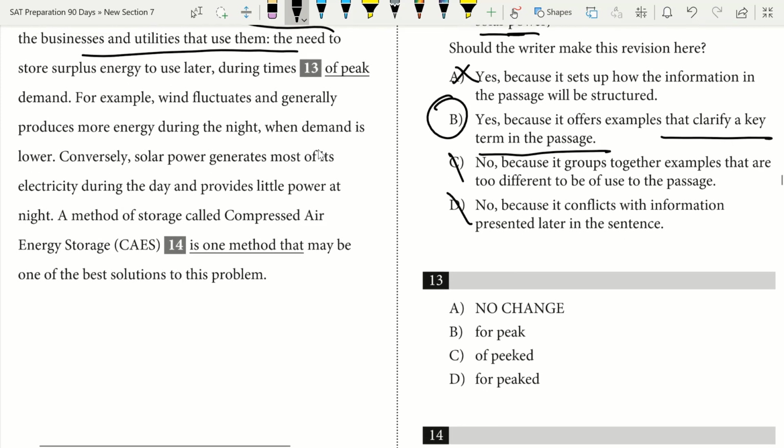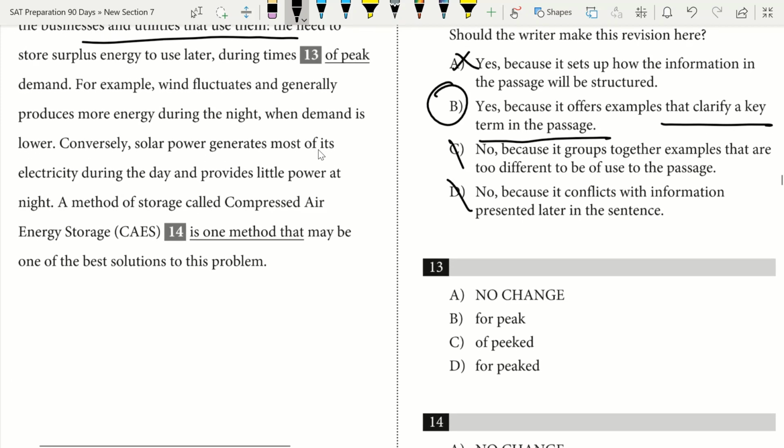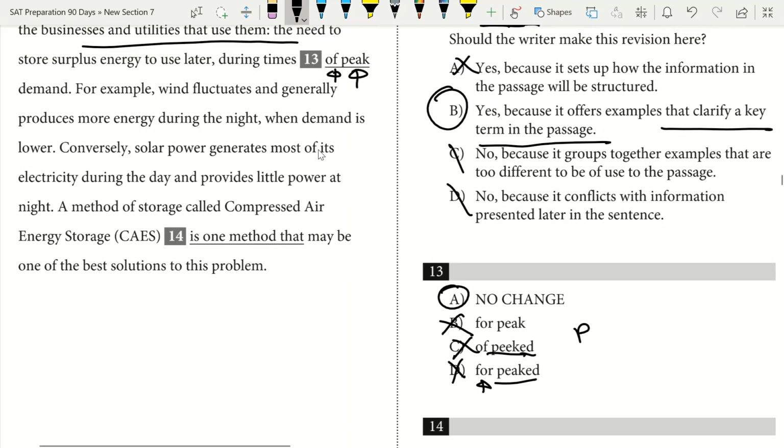All right, "the need to store surplus energy to use later during times of peak demand." That's idiomatically correct, so we're going to have no change for 13. We wouldn't say "during times for peak demand." We would say "of peak demand." This is the wrong peak here. That's like if I was to peek in hide and seek. This right here is the correct peak, but we use "for" here, and we want to use "of" because that's what's idiomatic. Because "of" is a preposition, that also indicates to us that this is going to be a question on idioms. Same thing with "for." If you were to see "for" there, you'd also know that it's likely a question on idioms.